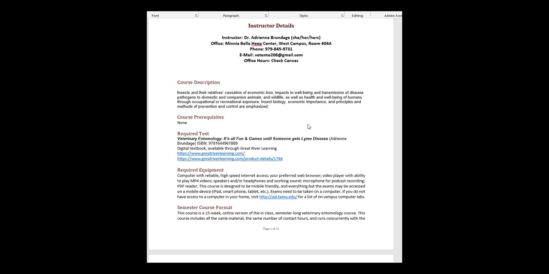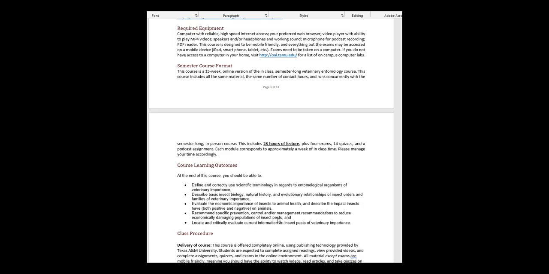And I've outlined that in the learning objectives or the learning outcomes. So I want you to be able to correctly use scientific terminology in order to describe entomological organisms of veterinary importance, be able to understand and describe the basic insect biology, natural history, and evolutionary relationships of veterinarily important insects and closely related arthropods, really be able to evaluate the economic importance of these insects and how they affect animal health. Do they vector diseases? Are they more of a direct impact? Do they not have any impact at all? Do you not have to worry about it?